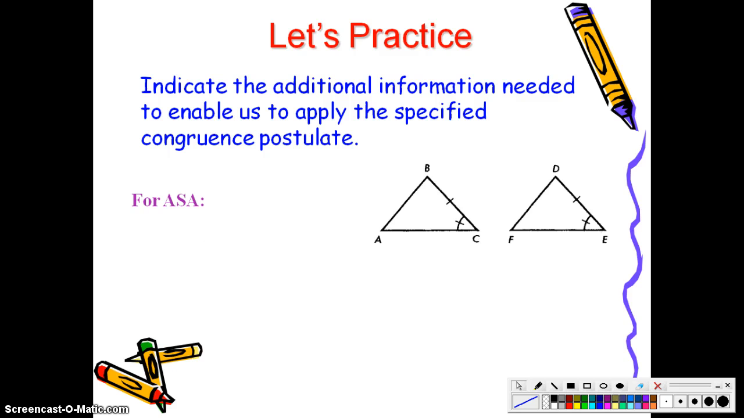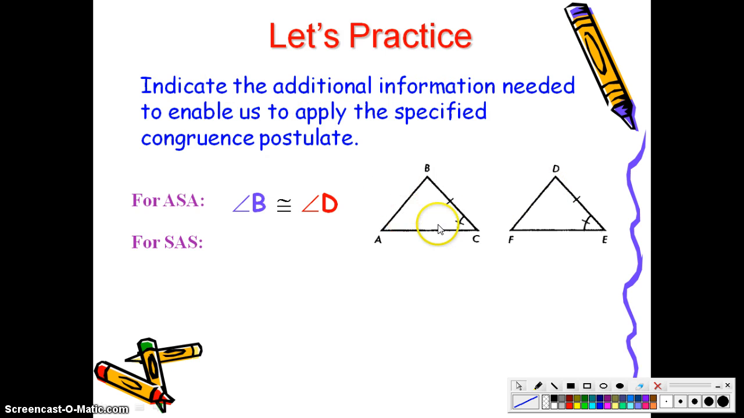Okay, let's practice. Indicate the additional information that we need to enable us to apply the specified congruence postulate. So if I wanted to prove these triangles were congruent by angle, side, angle, well, here's my angle. Remember, the side has to be between the 2 angles. That would mean I would need this angle B and its corresponding angle D. So I would need angle B congruent to angle D in order to prove these triangles were congruent by angle, side, angle.